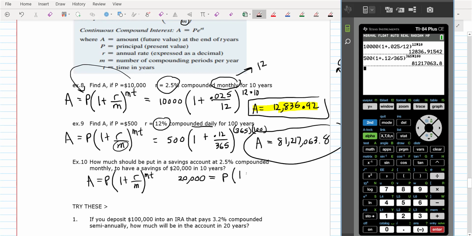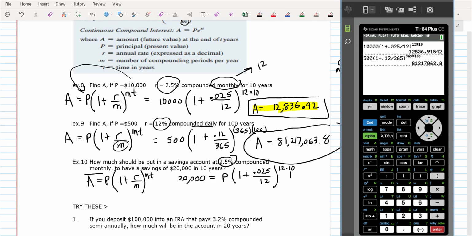We would say 1 plus, okay, what are you going to use for 2.5%? Move the decimal to the left, 0.025. It says compounded monthly, so what do you use? Use a 12. And then the exponent would be 12 times the 10 years, like that.